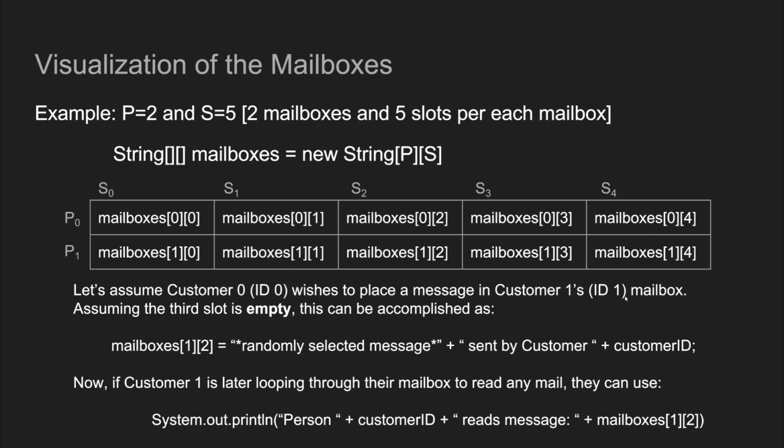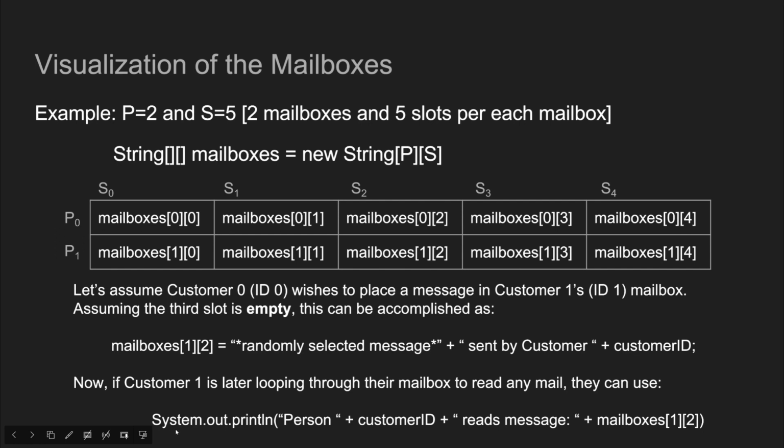So as a little example, let's assume customer 0 with ID 0 wants to place a message in customer 1's (ID 1) mailbox. Assuming the third slot of customer 1's mailbox is empty, this can be done by setting mailboxes[1][2] to a randomly selected message sent by the customer, along with the customer ID that put the message in the box. I did this just so that it would be easy to output to the console. This was just following the sample output that we're given on Moodle. And later on, if customer 1 is looping through their mailbox using these indexes, it should be pretty straightforward.